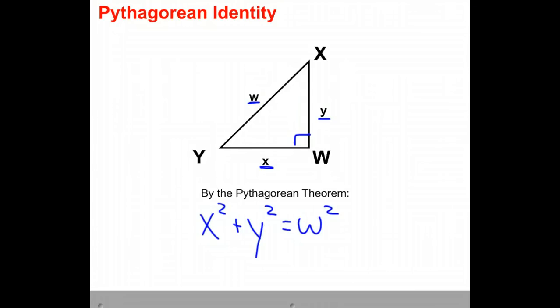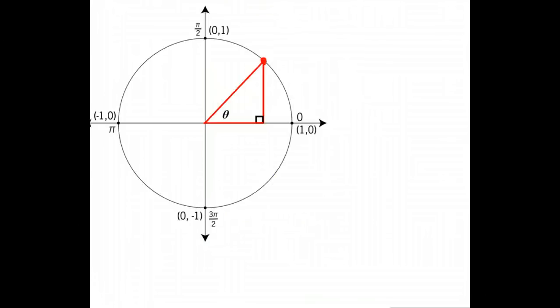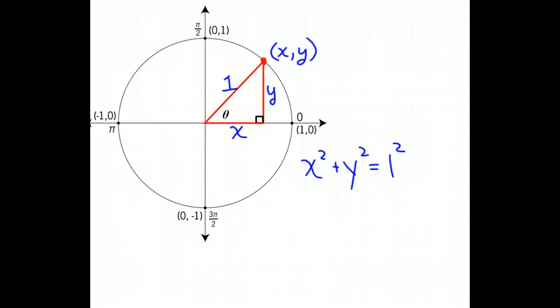Now let's take that same right triangle and put it in the unit circle. When we do that, we know that the triangle will intersect the unit circle at the point x comma y, and that gives us the horizontal length of the triangle as x, the vertical length of the triangle as y, and since we're on the unit circle, we know that the radius, or the hypotenuse, will have a measure of 1. So again, by the Pythagorean theorem, we know that x squared plus y squared would equal 1 squared.